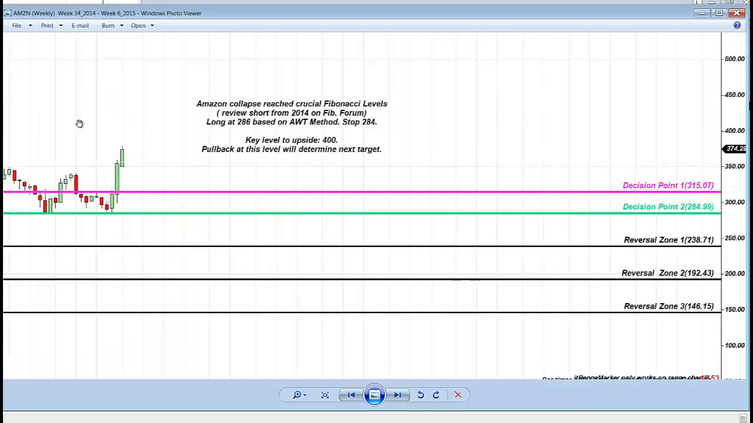Exact same formula was used on this trade on Amazon weekly, where the buy was very, very powerful and very classic and very clean at 285. Very, very classic and very clean.